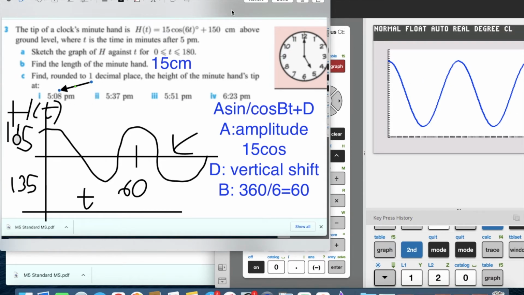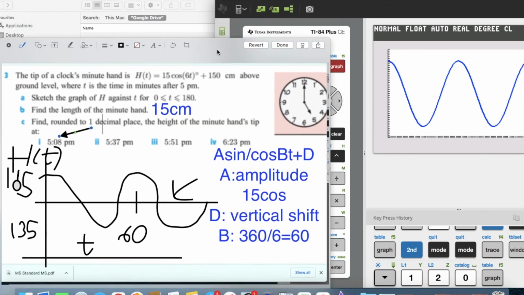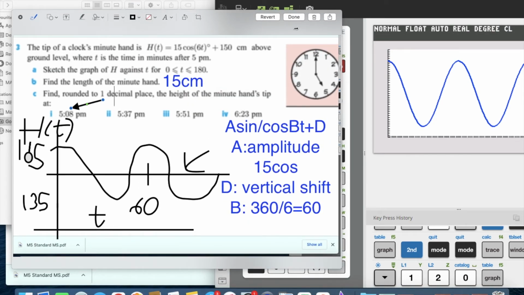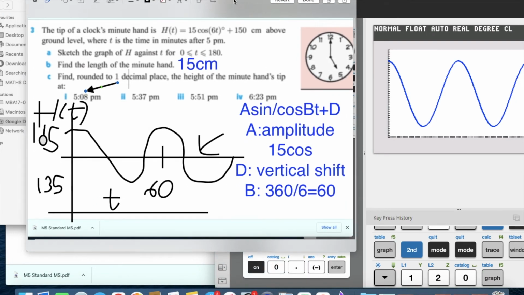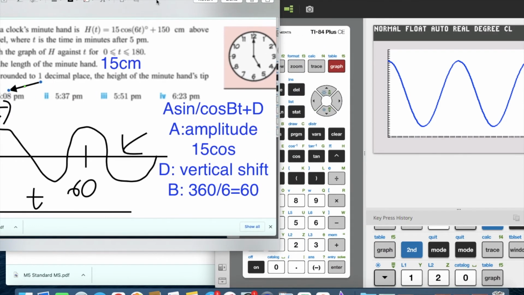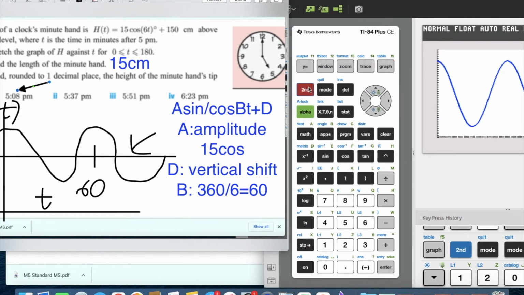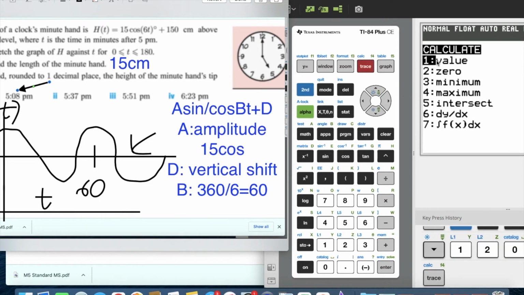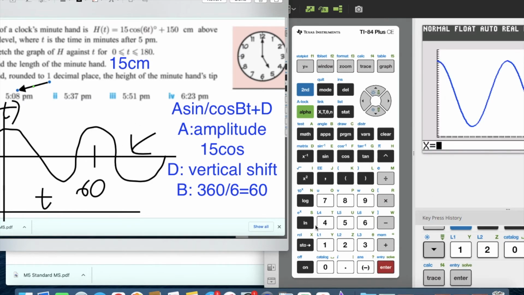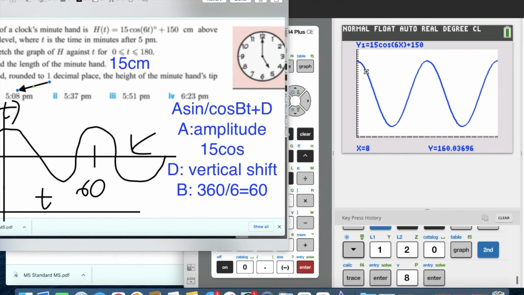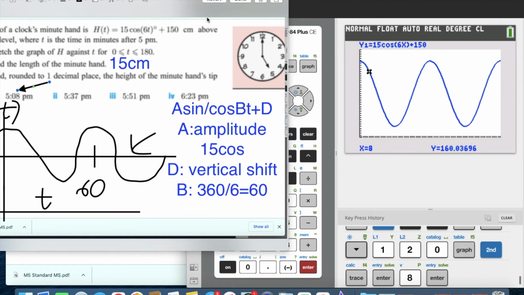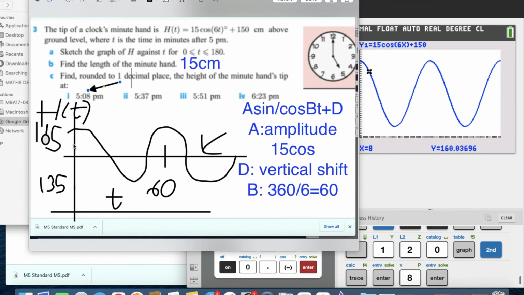Then what we need to do now is find out what happens at 8 minutes past. And this is when the question is becoming quite easy. With this, we need to find what happens when x equals 8, x equals 37, x equals 51, and then we're going to find it for the next problem as well. So let's do 5:08. At 5:08, we're going to press second calc, and we want to find a value. So if you want to find a specific x value, press number 1. And we want to find when x is 8. So we press enter, and when x is 8, y is 160.